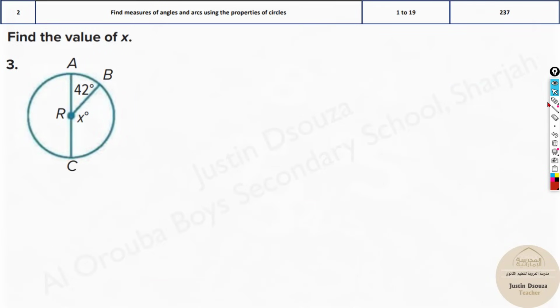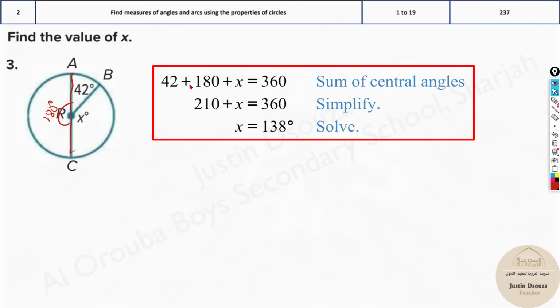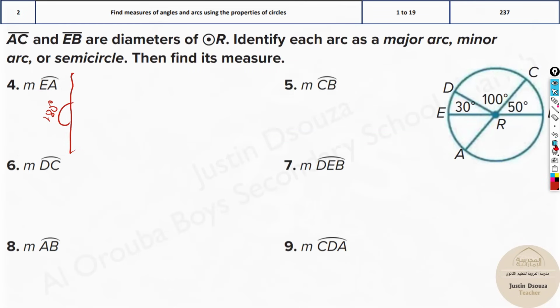Here we have been given 42 and we have no clue what x is on the other side. But if you see, this is the diameter. They generally mention this. So this AC, this line, is the diameter. So this is 180 degrees. 180 plus 42 is 222. You just do 360 minus that, you'll get the answer. You can see over here, that's the answer. Moving on to the next type of problems.